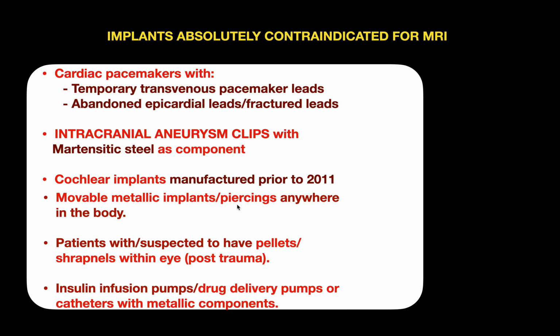Movable metallic implants piercing anywhere in the body are contraindicated. Patients suspected to have pellets or shrapnel within the eye are contraindicated. Insulin infusion pumps, drug delivery pumps, and catheters with metallic components are all contraindicated.